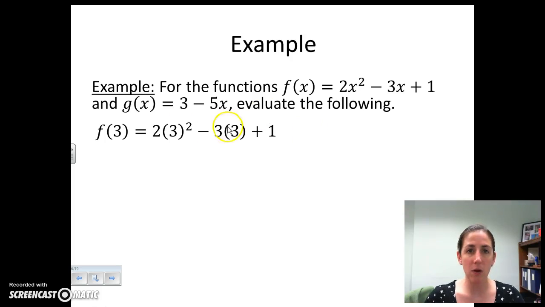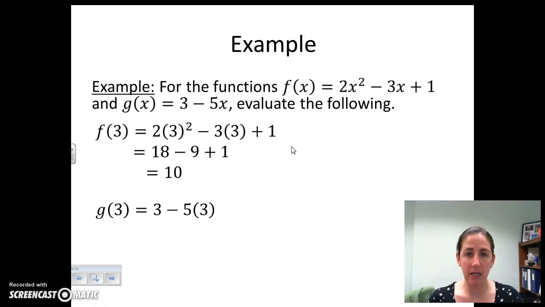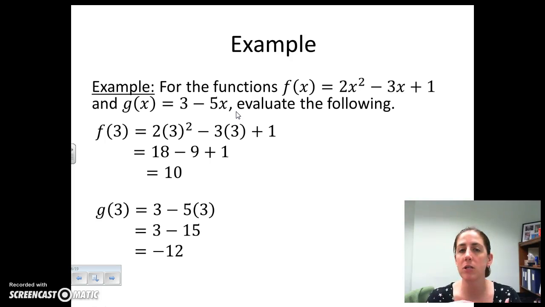So if I wanted to do f at 3, that means I'm inputting 3 for x. 2 times 3 squared minus 3 times 3 plus 1, and that gives me 10. G evaluated at 3 means I'm going to replace the x with 3. 3 minus 5 times 3 gives me negative 12. Now you can input all sorts of different things into functions. You can input numbers, positive and negative, fractions, decimals. You can also input other variables or algebraic expressions.